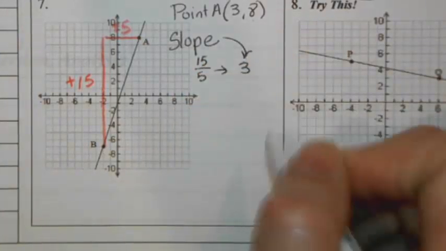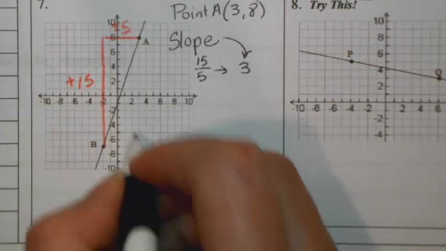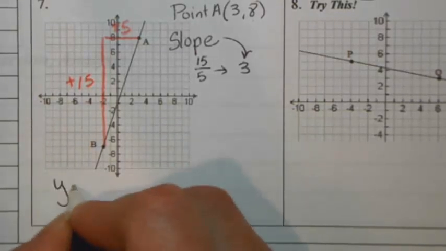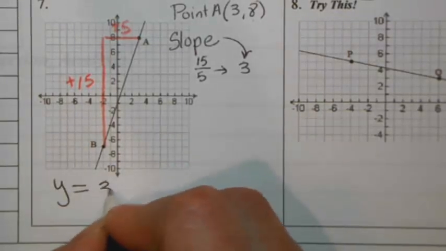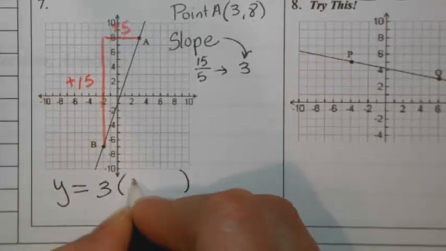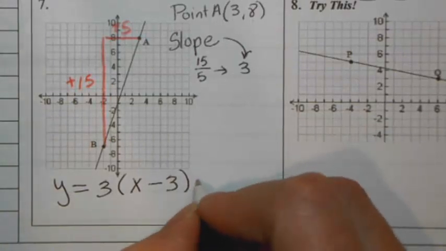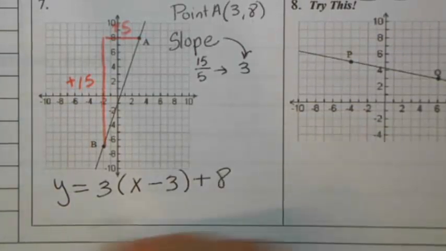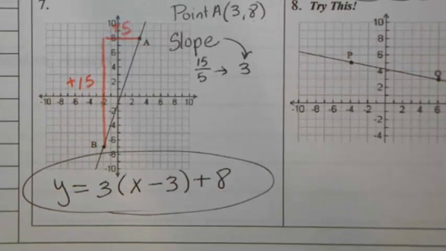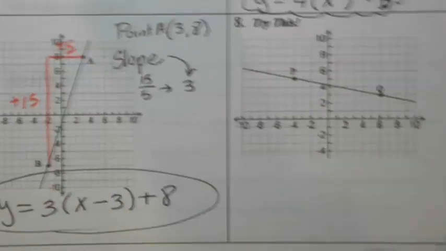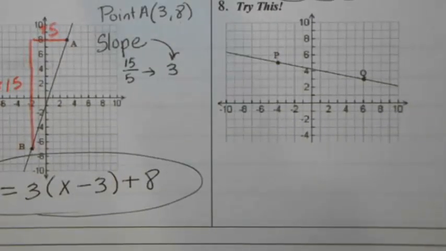All right, time to write the equation in point slope form again. So let's go y is equal to, plug in your slope, 3. Then in parentheses, take x minus your x coordinate, so x minus 3, and add your y coordinate of 8. And you're done. Okay, here's one for you. Number 8, so try this for you. Come back and compare your answers with mine.